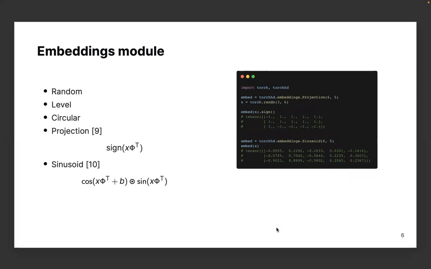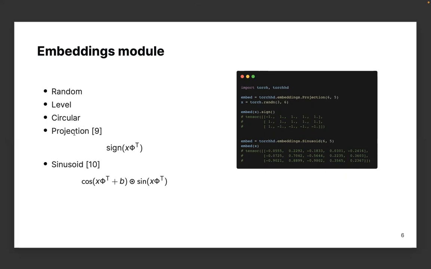Then we'll go into the embeddings module, which in the simplest case is just a mapping to the random, level or circular hypervectors. So in the random case, you would provide an integer, and it would give you back the random hypervector of that integer. In the level and circular case, you would input a real number, and it would give you back the hypervector that corresponds to that real number.